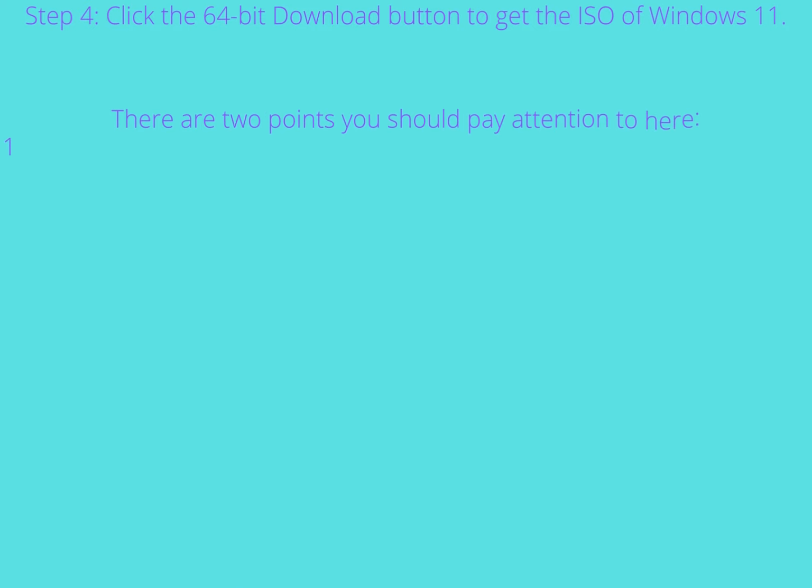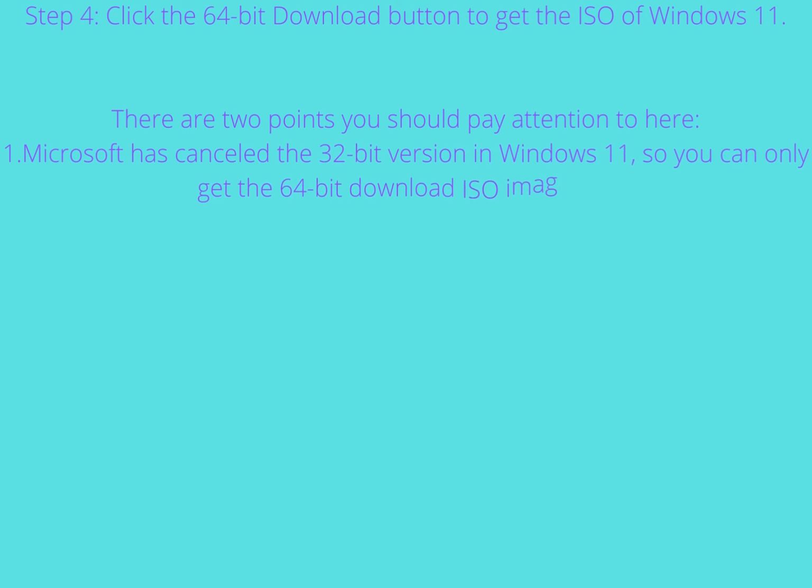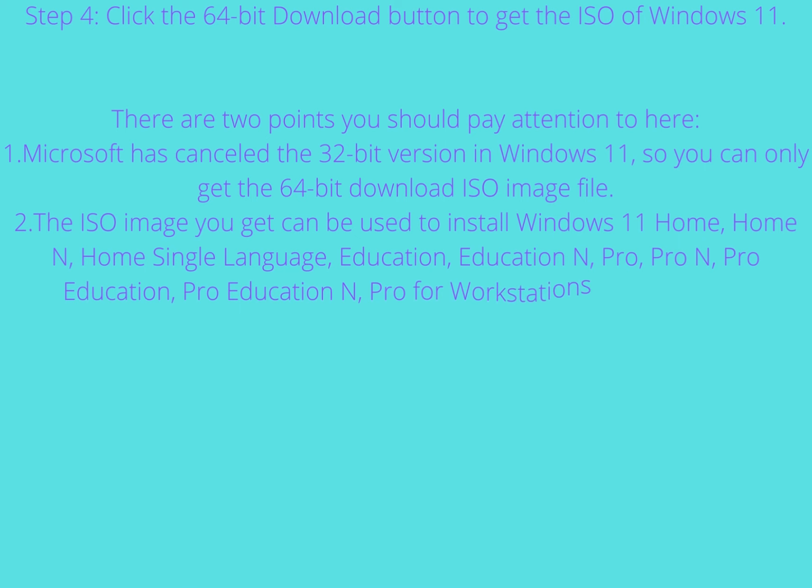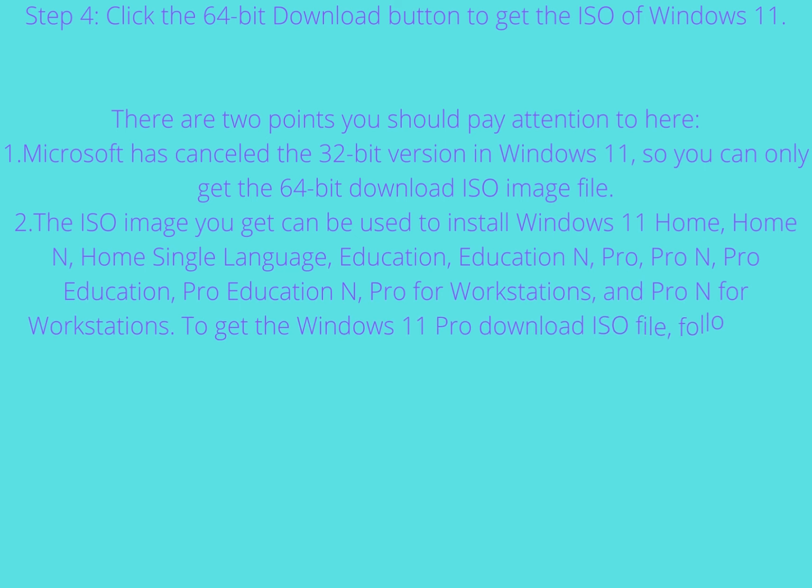There are 2 points you should pay attention to here. 1. Microsoft has cancelled the 32-bit version in Windows 11, so you can only get the 64-bit download ISO image file. 2. The ISO image you get can be used to install Windows 11 Home, Home N, Home Single Language, Education, Education N, Pro, Pro N, Pro Education, Pro Education N, Pro for Workstations, and Pro N for Workstations.